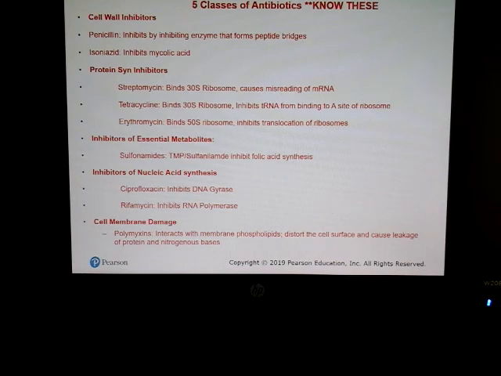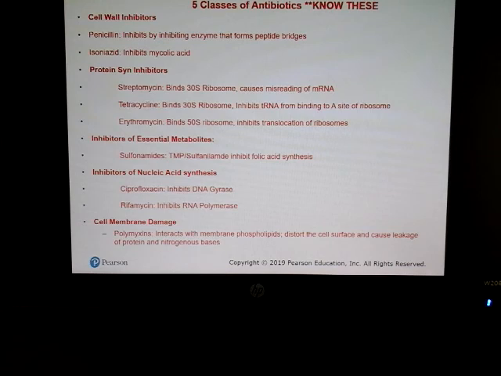There are 3 protein synthesis inhibitors I'd like you to know. First one, streptomycin. It will bind to the 30S ribosome, which causes misreading of messenger RNA. The next one, tetracycline, binds the 30S ribosome, and that will inhibit transfer RNA from binding to the A site of the ribosome. And the last one I'd like you to know is erythromycin. That binds the 50S ribosome, which will inhibit translocation of ribosomes.